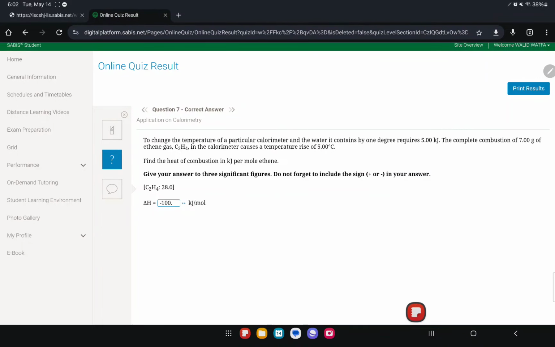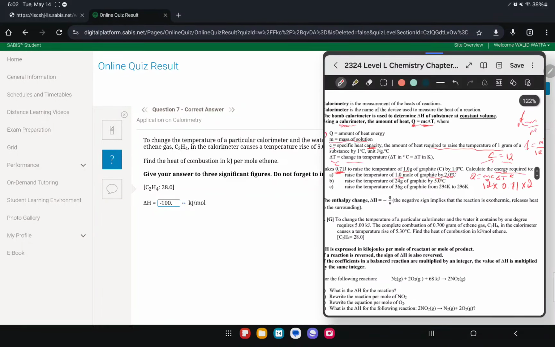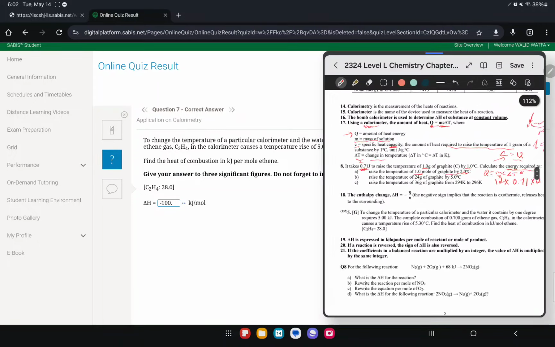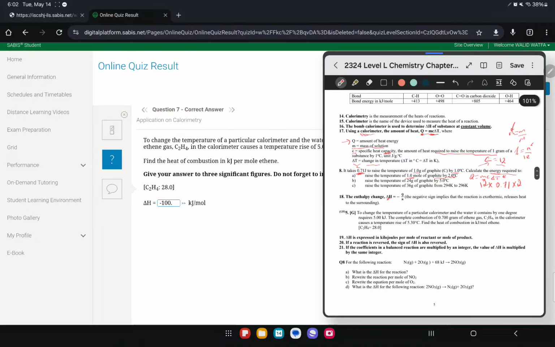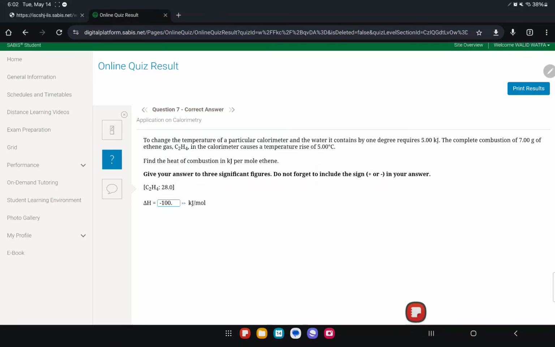After the formula, there's also enthalpy change. You can also calculate delta H if you have this Q. Delta H is equal to minus Q over n. That's the second formula you're going to need, and you're going to use it for this question.